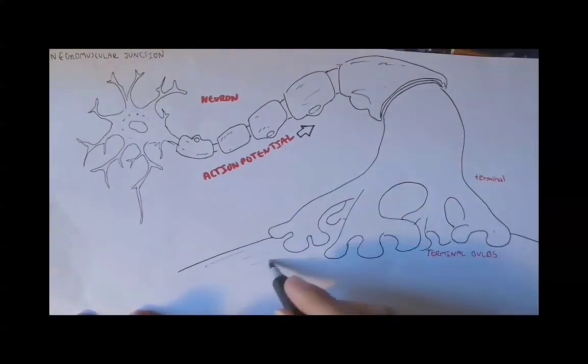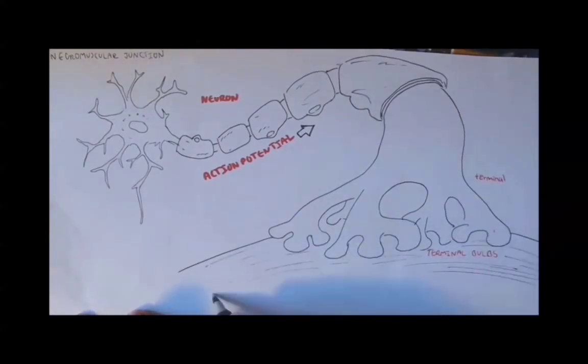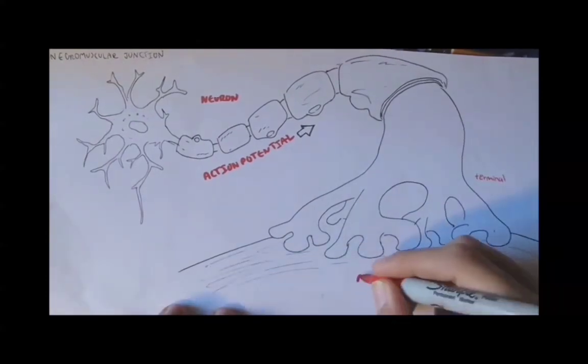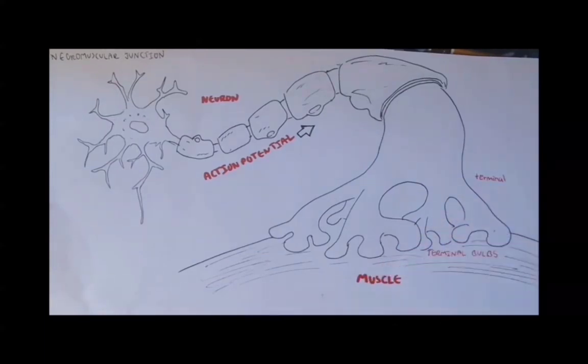The neuron and muscle are not actually connected. There is a small gap between them. The neuron then passes on the action potential to the muscles by releasing chemicals called neurotransmitters. And neurotransmitters can be inhibitory or excitatory. We will focus on excitatory neurotransmitters.